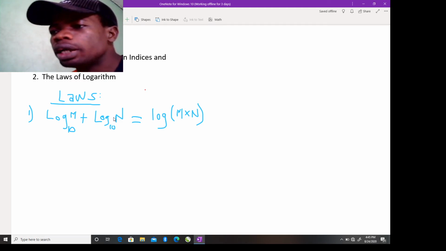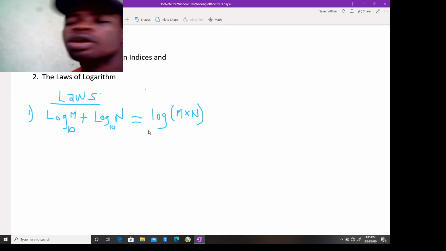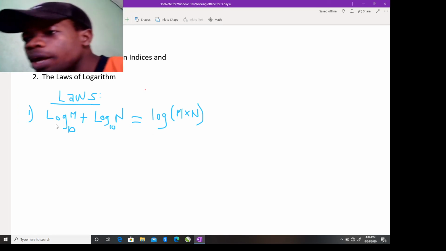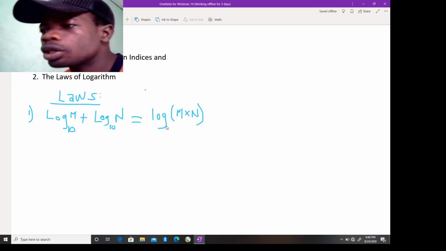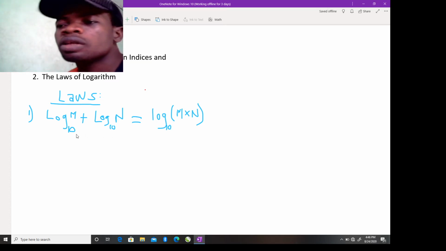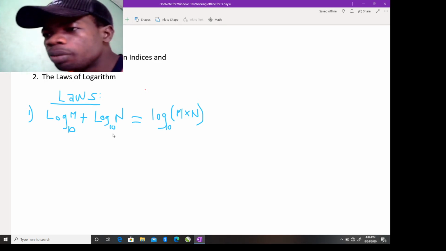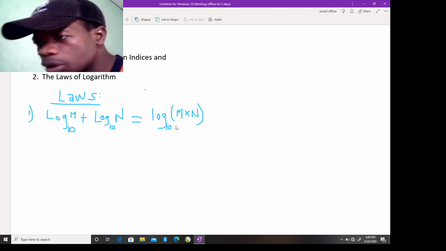Log m plus log n is equal to log, like you're factoring out the log, then you have m times n. Do you get it? Put your base here if they give you a base, provided they are in the same base. If they are not in the same base, it's not going to work. If they don't put any base in the two, it's going to work. It means nothing will be here.